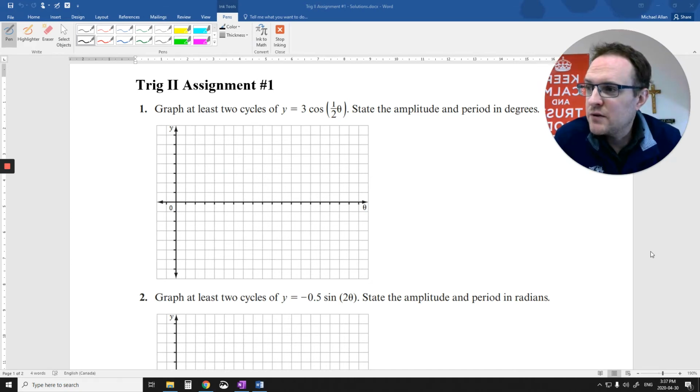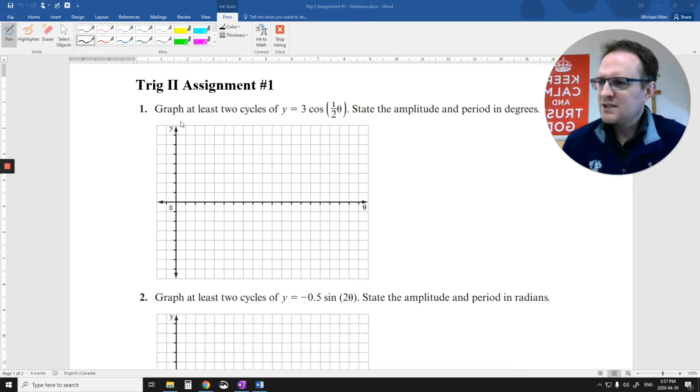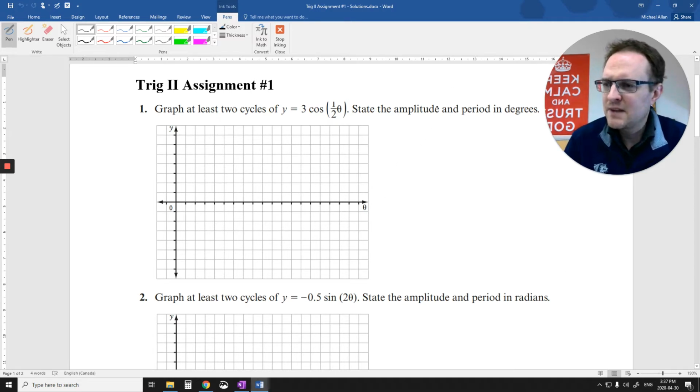Okay, we're going to go over assignment number 1 here for Trig 2. I'm going to graph at least 2 cycles of this. Before I can graph it, I probably want to state what the amplitude is, because I have no scale for an x or y, so I need the amplitude and the period.